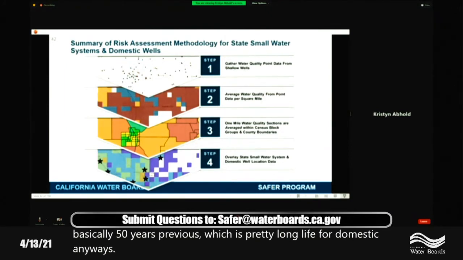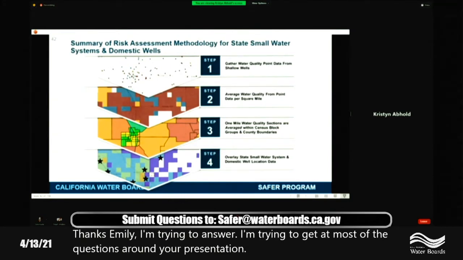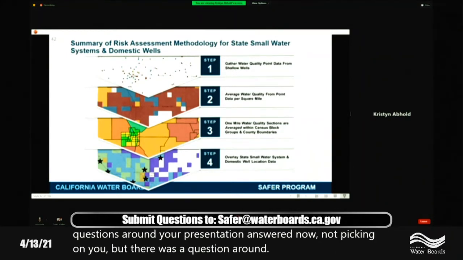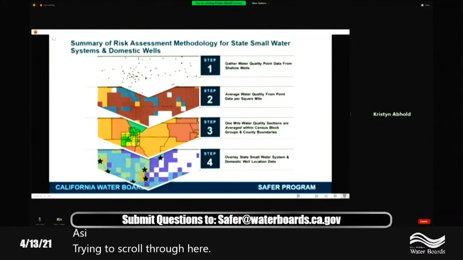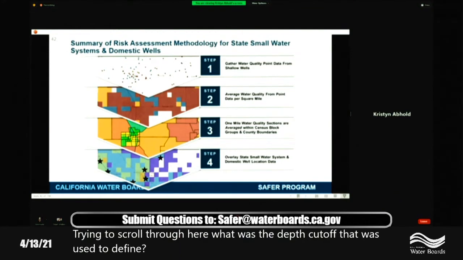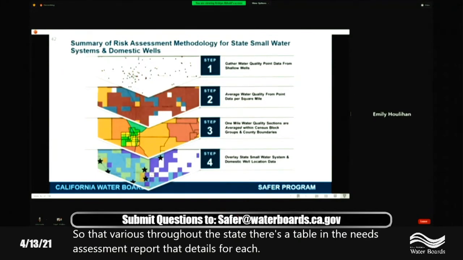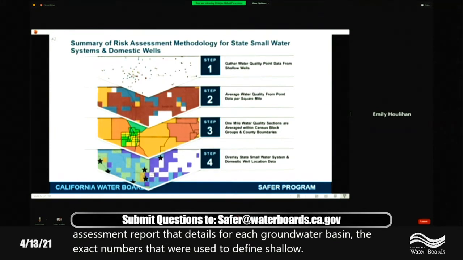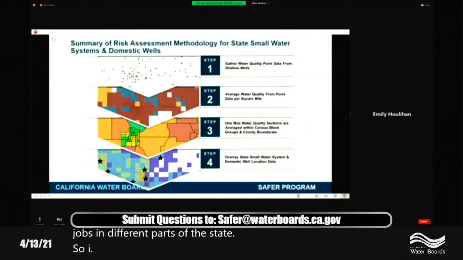Thanks, Emily. I'm trying to get most of the questions around your presentation answered now. I'm not picking on you, but there was a question: what was the depth cutoff that was used to define shallow? That varies throughout the state. There's a table in the needs assessment report that details, for each groundwater basin, the exact numbers that were used to define shallow, but it really varied throughout the state because there are wells at different depths in different parts of the state. So I don't have an exact statewide number for you.